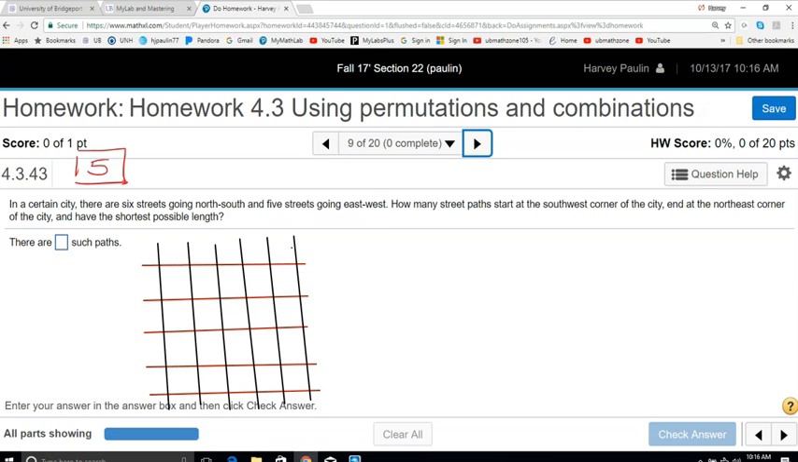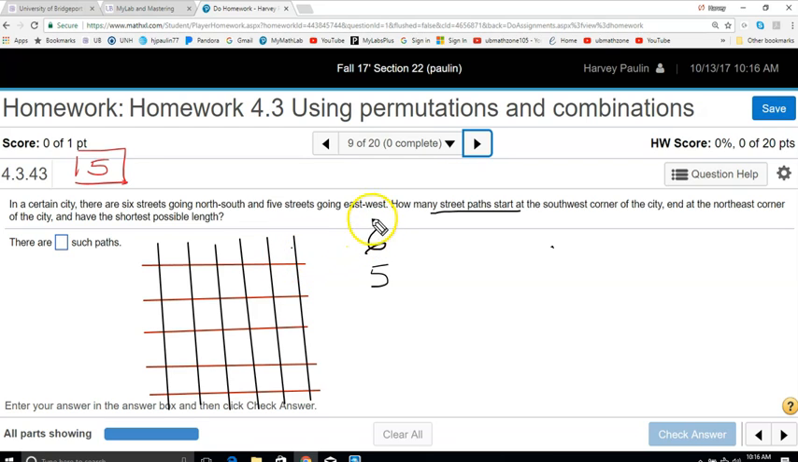Here, we have a certain city where 6 streets are going north and south, so 1, 2, 3, 4, 5, 6, that'd be the black lines, and 5 streets going east and west, these are the red lines. How many street paths start down here and end up there? Now I have found kind of a formula for this, and it looks like this. And this is worked out.